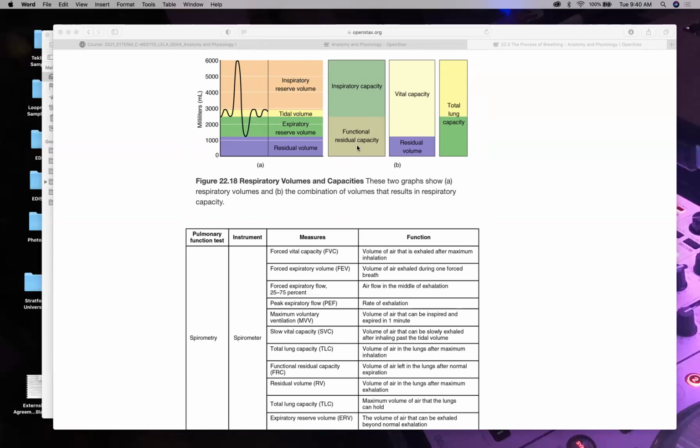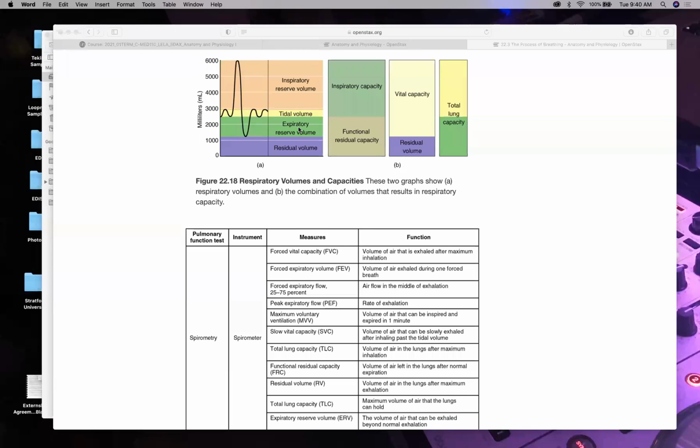Now, what's functional residual capacity? That's your expiratory reserve volume, which is what you breathe out after everything you can breathe out. Then you've got about 1 liter of space left, and that's your residual volume. So that's called your functional residual capacity, which is your ERV plus your RV. So you can see how these two Lego pieces equal this, and these two Lego pieces equal this.